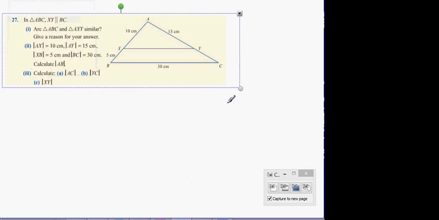On page 27, question 27. In the triangle ABC, XY is parallel to BC. Are the triangles ABC and AXY similar? Give a reason for your answer. This is what you're going to get in your test.